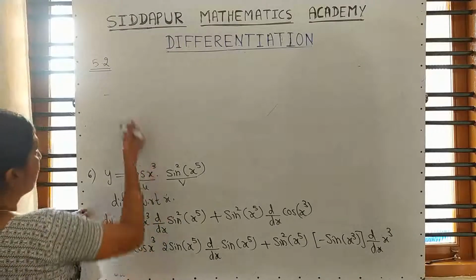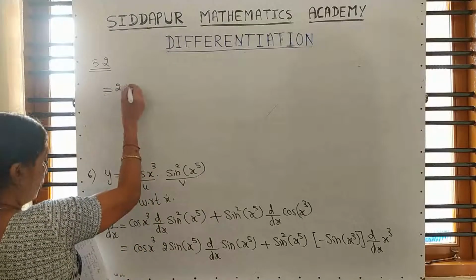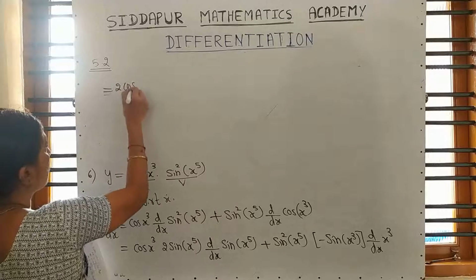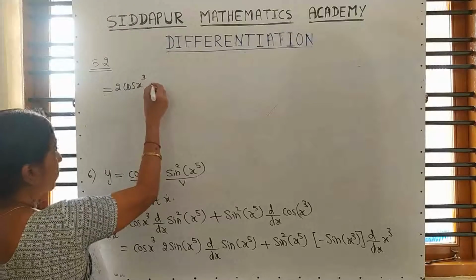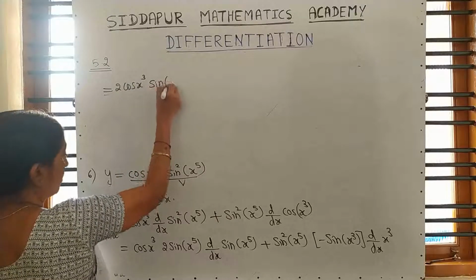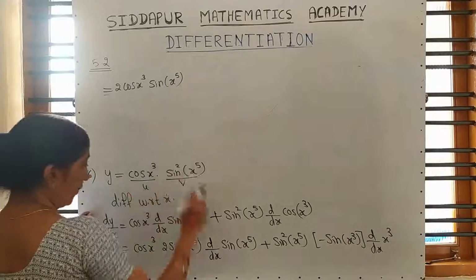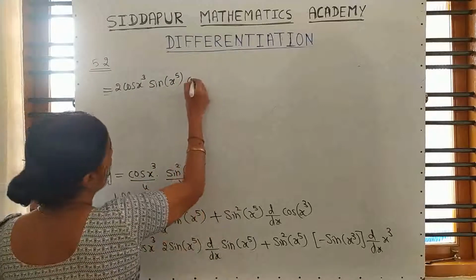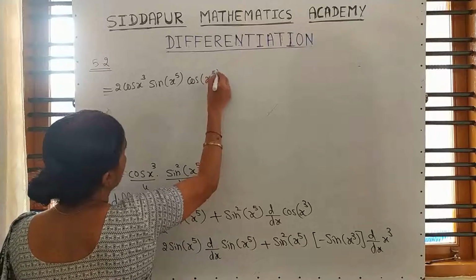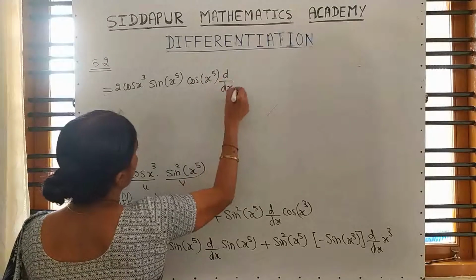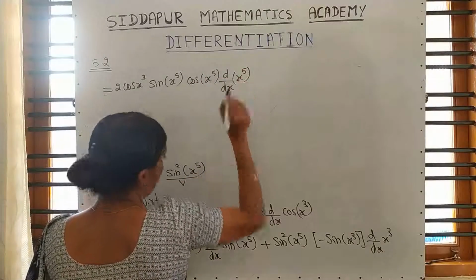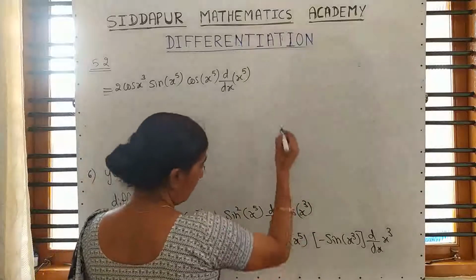So this as it is, 2 into cos x cube, sin x raised to 5. Differentiation of sin is cos x raised to 5 into differentiation of that angle. Angle is x raised to 5. And here plus into minus is minus.